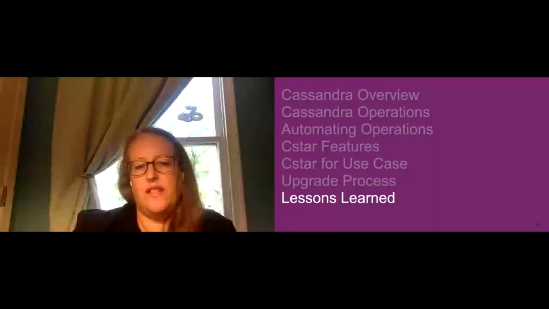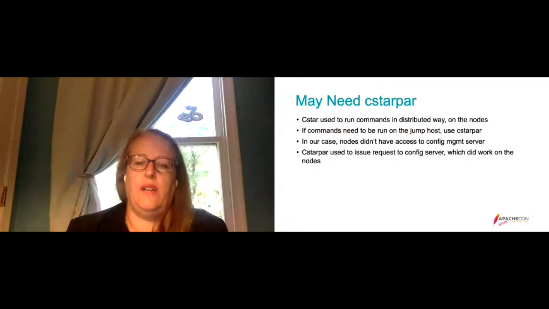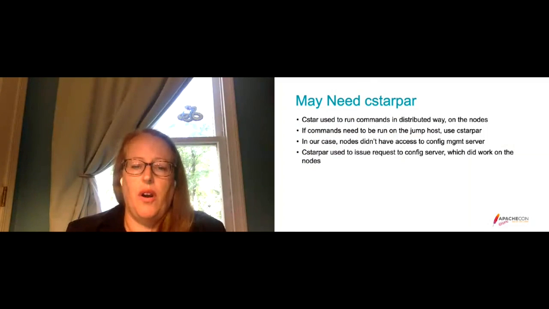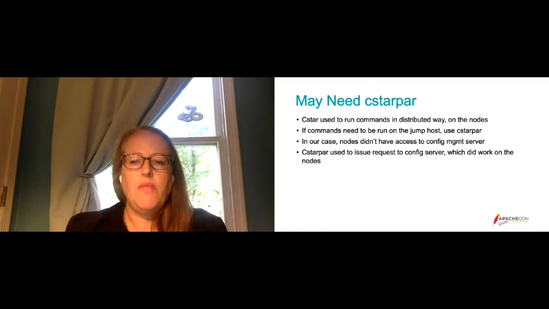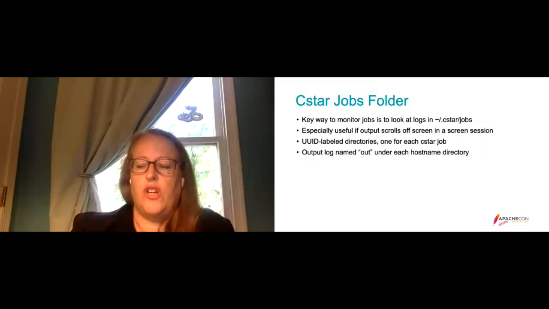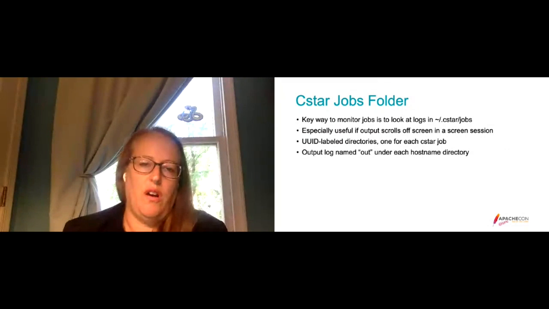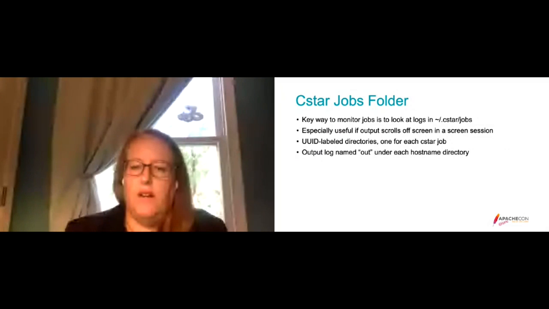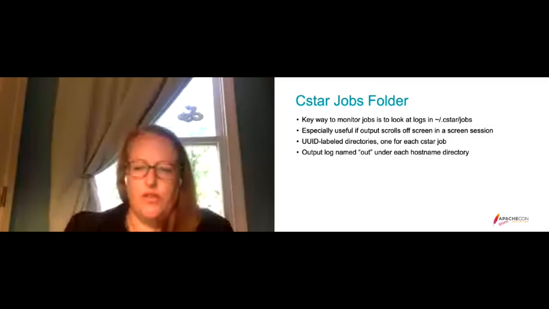Okay, six lessons learned. If cstar isn't quite working the way you expect it to, consider using cstar par. And I've already explained that we didn't have access to the configuration management server from the nodes, and that's why it was used. The cstar job folder is especially useful if you're using screen, because your output will scroll off. You can't copy and paste it. And anyways, it's nice to have a history. So definitely use that cstar jobs. You can tail that out file and see exactly what cstar is doing.